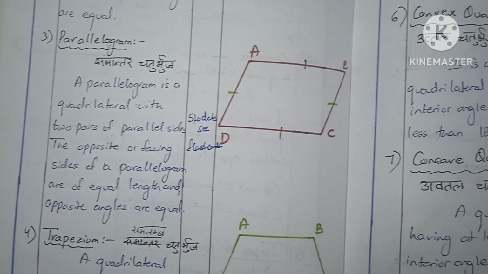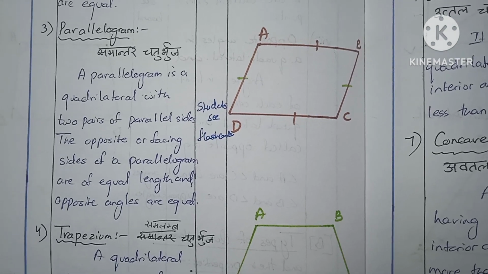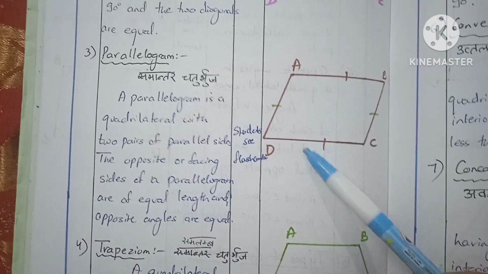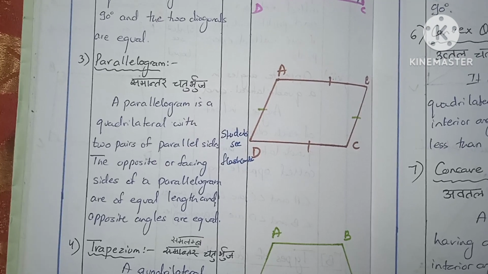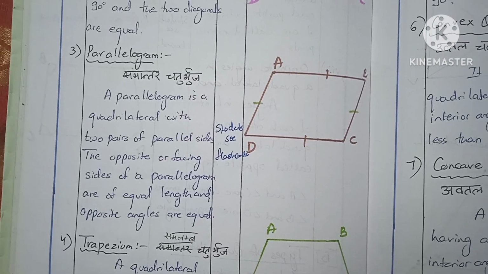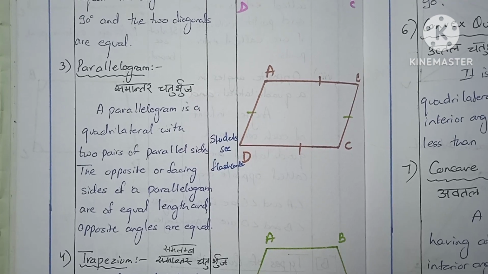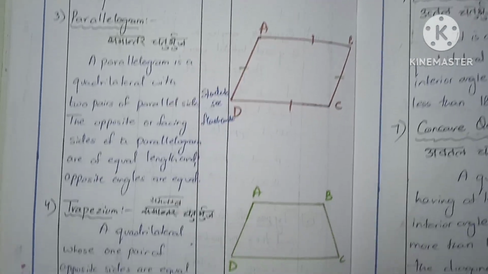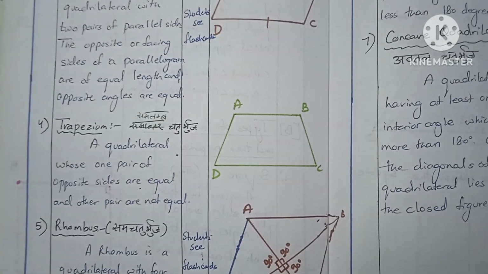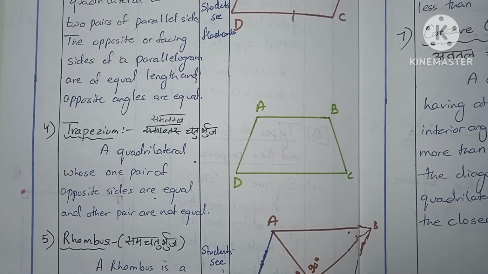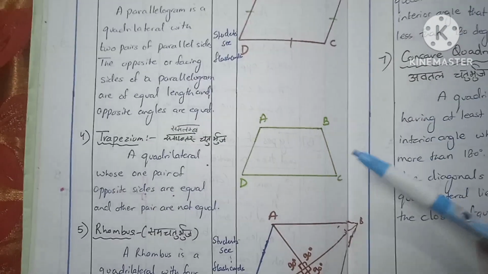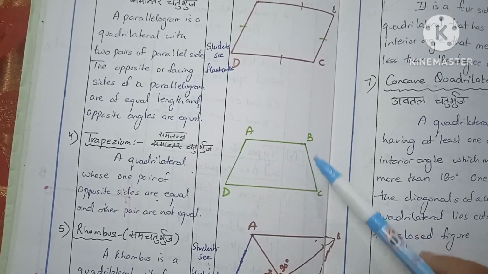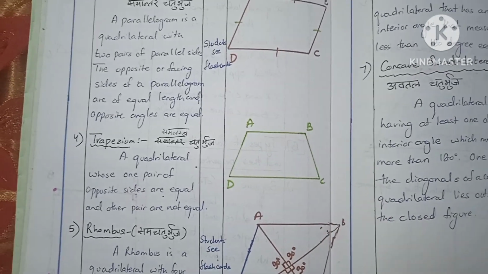Now the teacher comes to the parallelogram, which is called Samantar Chaturbhuj in Hindi. Over here, basically the two pairs of lines facing each other are parallel to each other. So that is why it is called a parallelogram, and the opposite sides are also equal. So this is about a parallelogram. Then we have the trapezium, which is called samlam chaturbhuj. In this, basically one pair of lines, AB and DC, are parallel to each other, and the other pair of lines will never be parallel to each other.